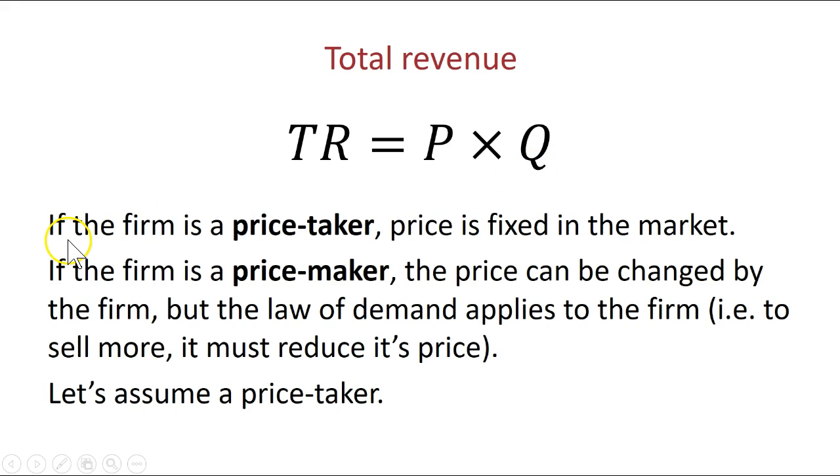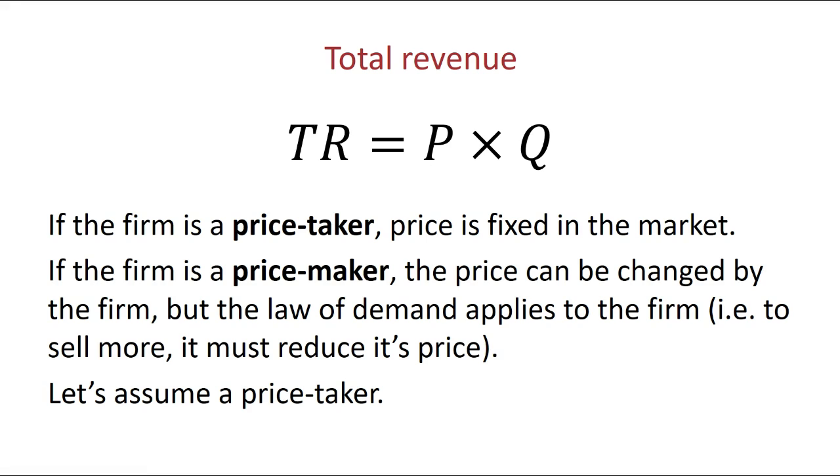If the firm is a price taker, then we say that it simply accepts whatever the market price is, and that market price for the firm is fixed. That is, even if the firm increases or decreases its output and the quantity it sells, the price that it sells that output at doesn't change.